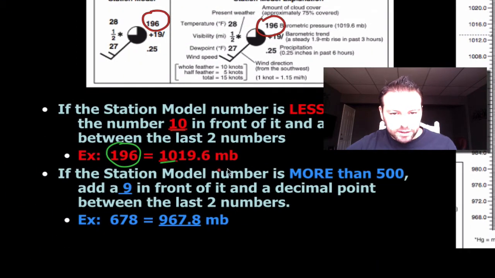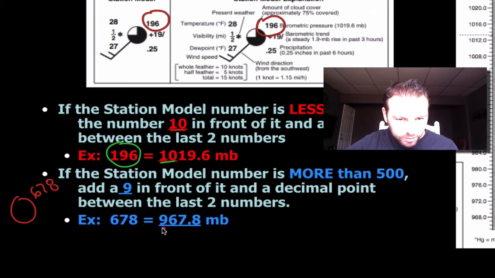If the station model number is more than 500, add a 9 in front of it and a decimal point between the last two numbers. So the decimal point between the last two numbers is always the same. We're always going to add that to how we read it. So if we have 678, we would add the 9 in front and the decimal point between the last two numbers.